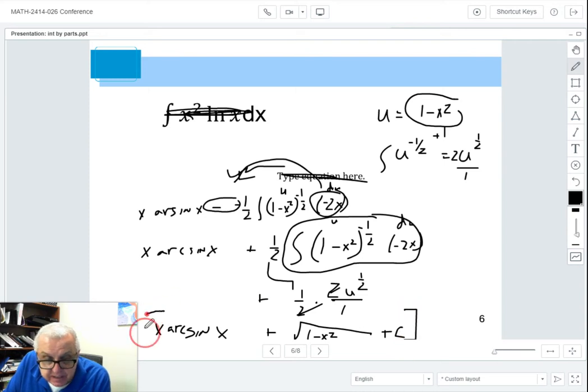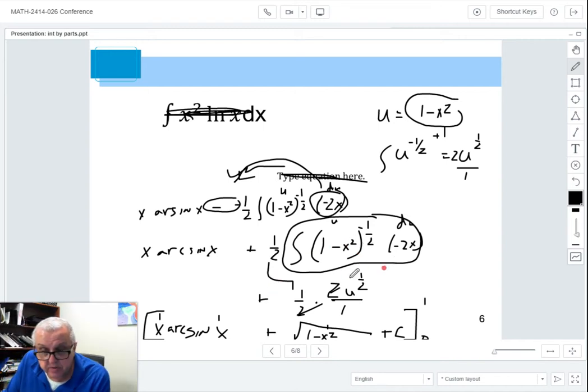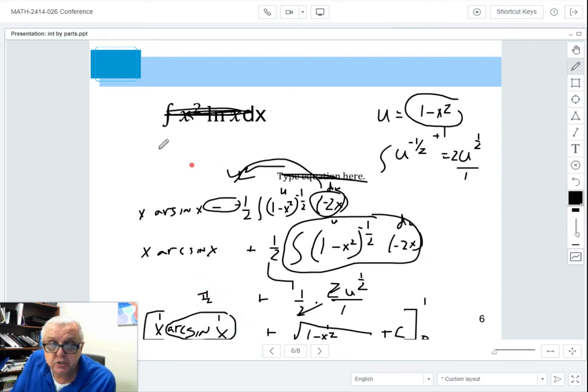Don't forget, we have to integrate this from 0 to 1. So now if I put 1 into the function, just put a 1 everywhere you see an x. At first, 1 times arc sine of 1. By the way, on your calculator really quick, take the arc sine of 1, and you get pi over 2. So 1 times pi over 2 is pi over 2.